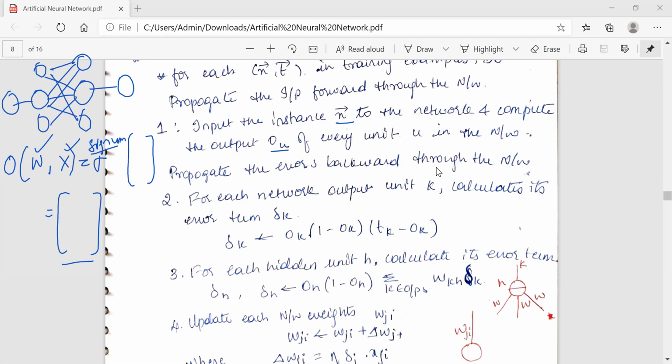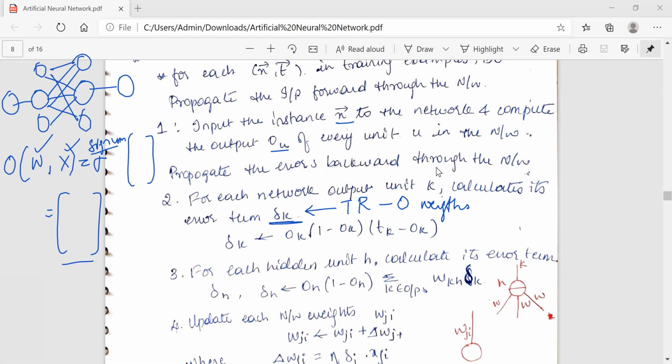For each network output until K, calculate its error term delta K. If you remember, where did we encounter delta K? Where did we get delta K from? The output. Exactly. So we got this delta K from our training rule with respect to output weights.